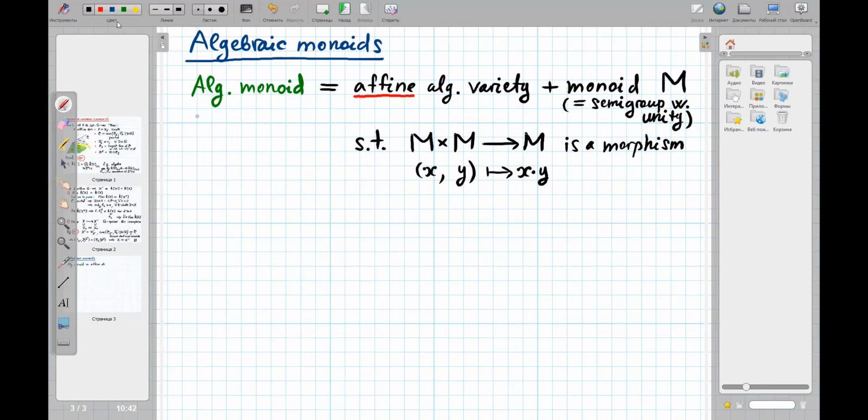Of course, the basic example, as in the theory of algebraic groups, where we had the basic example of an algebraic group to be GL n, the full linear group. Here, the basic example of an algebraic monoid is, of course, the monoid of all square matrices n by n.